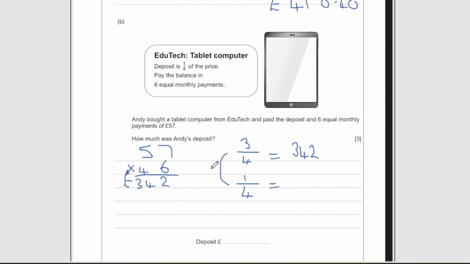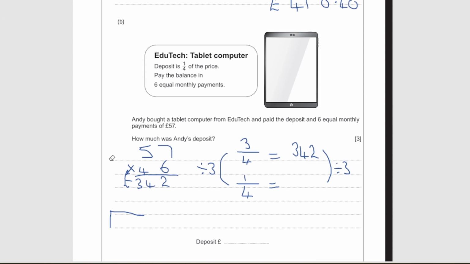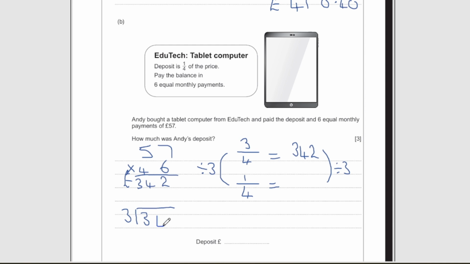So we need to divide by 3 first. 342 divided by 3. Let's not write it there actually because we'll go out of the boundaries. 342 divided by 3. 3 divided by 3 is 1. How many 3's go into 4? That is 1 with a remainder of 1. How many 3's go into 12? That is 4. 114. So 1 quarter of the total price is 114.